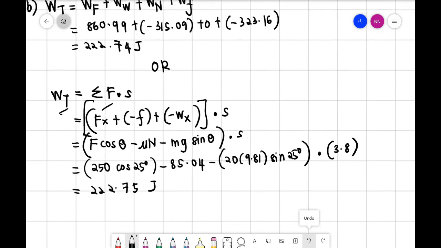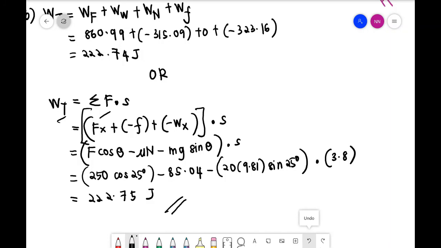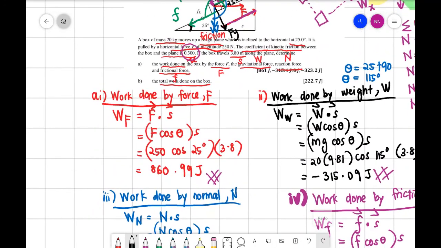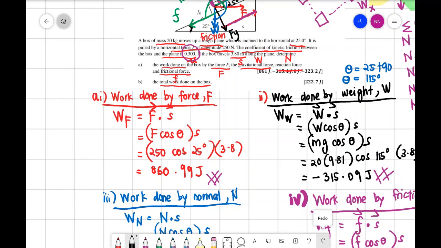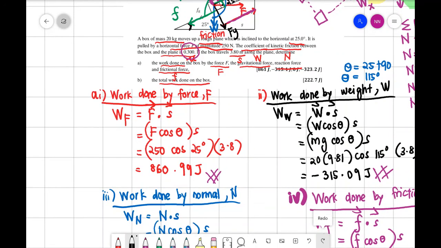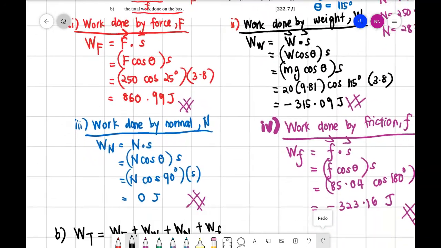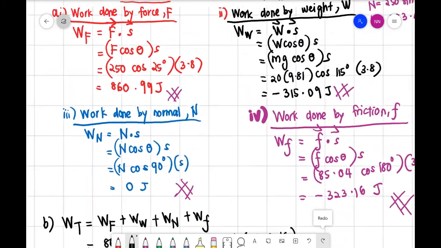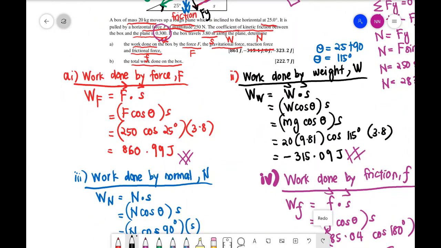So we have two methods, and I think this one is easier. If the question asks you for the total work done, it is easier to use this method. Work done total equals force total dot displacement. So for question B, it asks you the total work done.